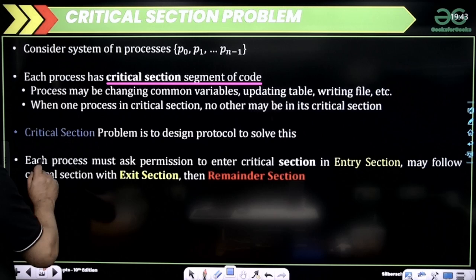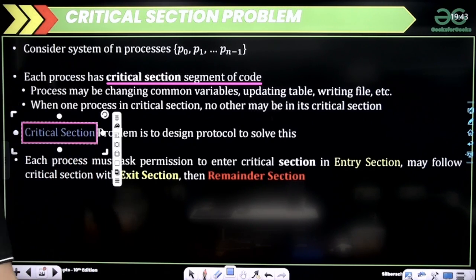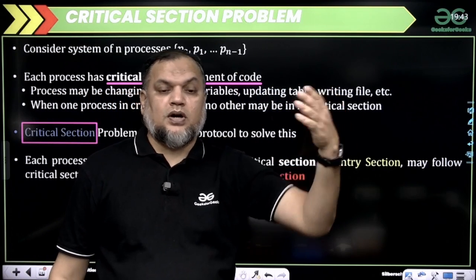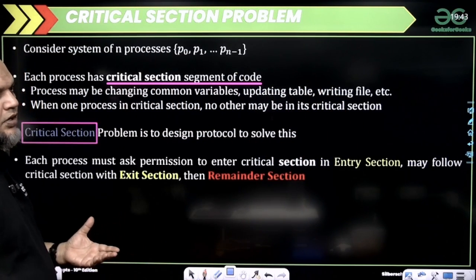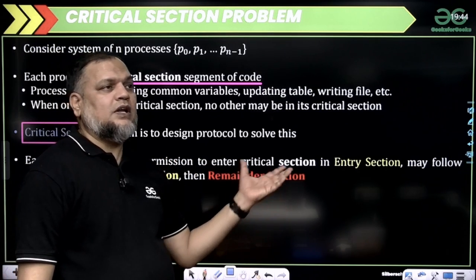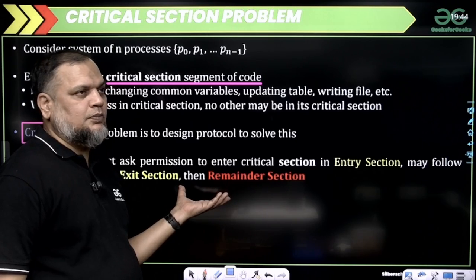So the name of the problem, I said just now, is the critical section problem. It is to design a protocol which will solve my problem to ensure there is no inconsistency, data loss or deadlock. So each process must ask permission to enter the critical section. So what is the architecture? I said, what is the model of that solution for the synchronization mechanism?